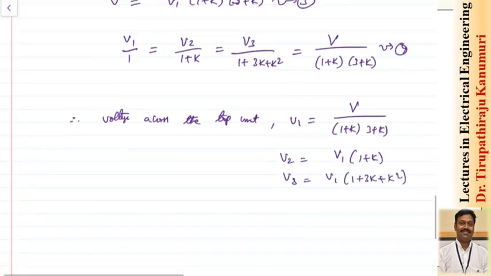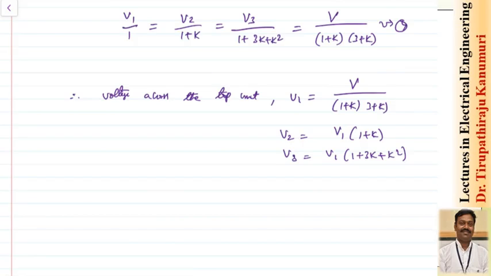So you can see here, as you are going downwards towards the conductor, because the term K is added to 1, 3K plus K square is added. As you are moving towards the conductor, the voltage is increasing across your insulators.